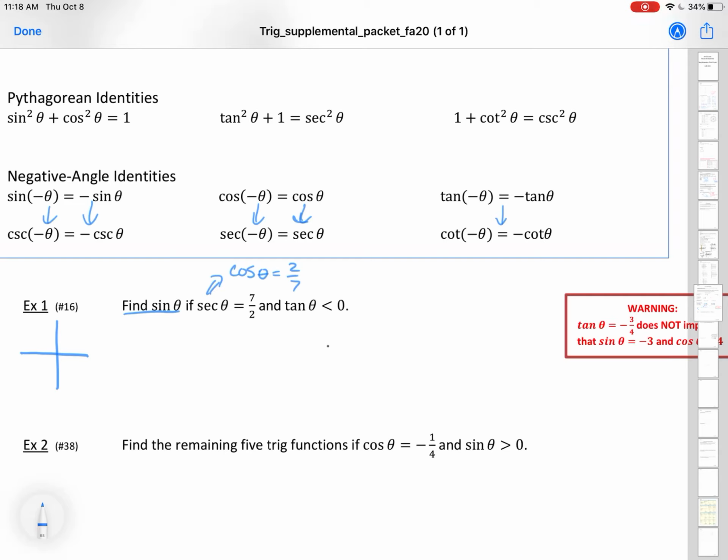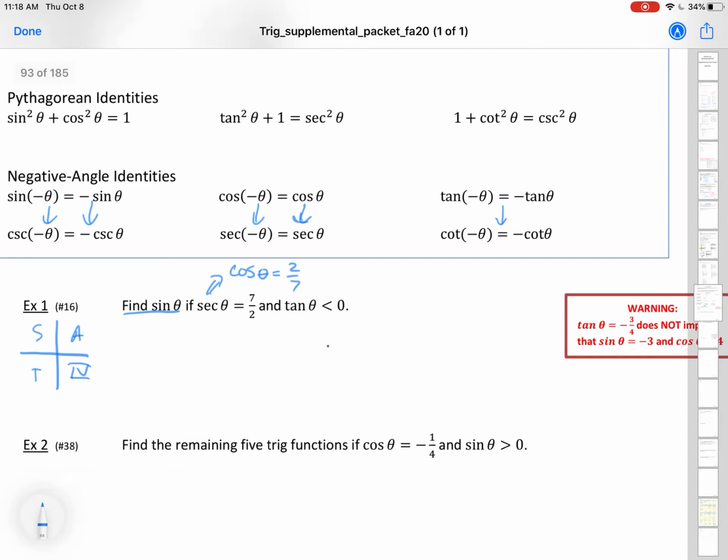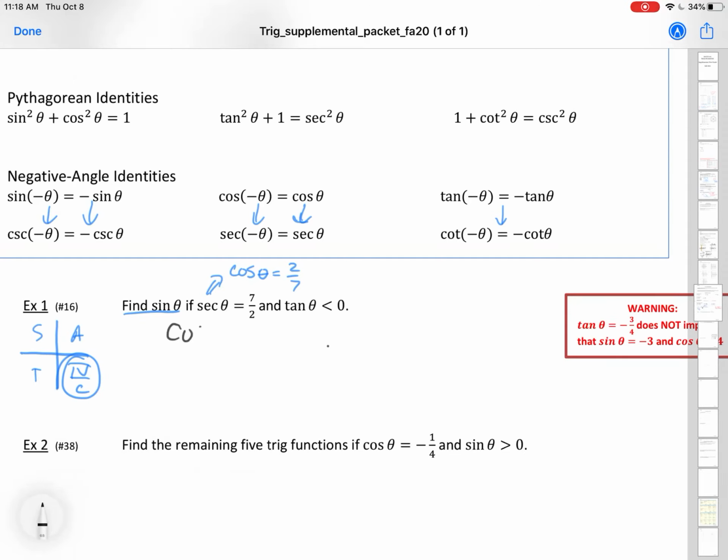So cosine theta is positive, and tangent's negative. Well, where is cosine positive? Cosine's positive in quadrants 1 and 4. Out of those two quadrants, where is tangent negative? Oh, it's got to be a quadrant 4 angle. Okay, so I remember that the only things positive in quadrant 4, where I'm at, are cosine and its flip. Remember that. So we absolutely know, let me switch to black, that cosine of theta is 2/7.